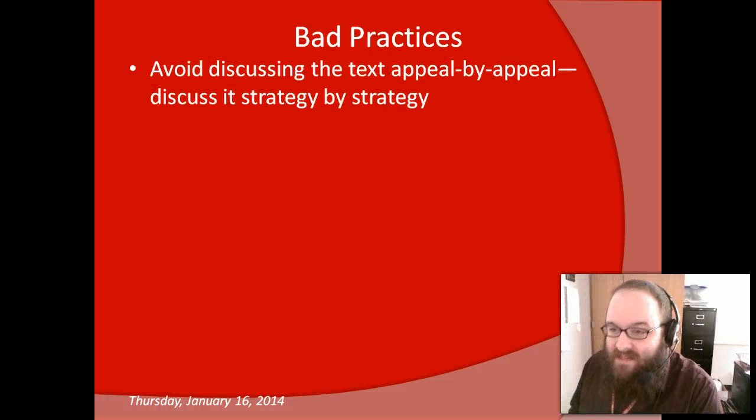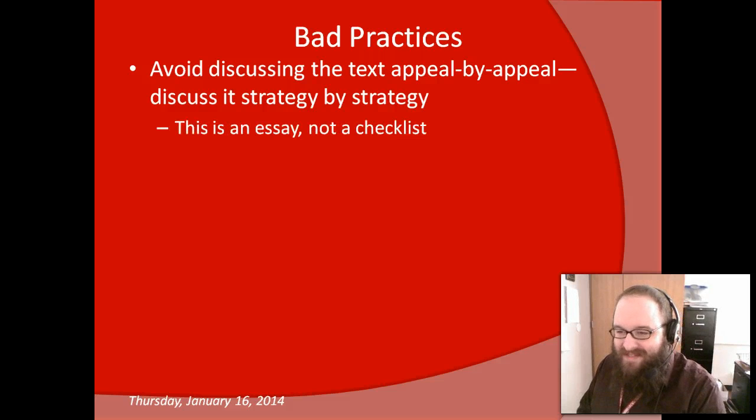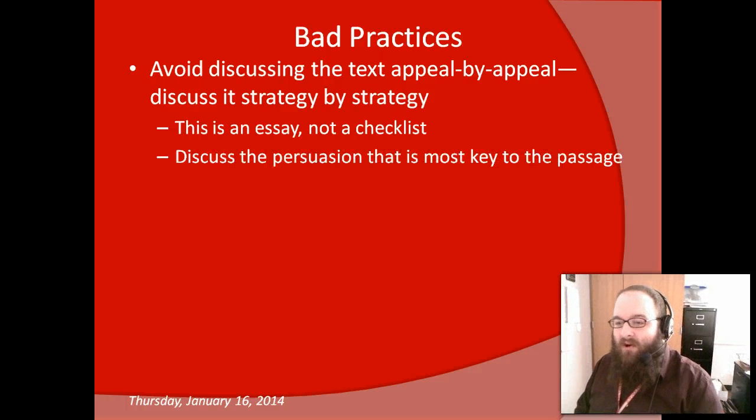More bad practices. Always avoid discussing the text appeal by appeal by appeal. Instead, discuss it strategy by strategy by strategy. This is an essay, not a checklist. Your readers do not want to read, here's what the logos is in this passage, here's the ethos, here's the pathos. Do not organize your essay by logos, ethos, pathos. Please, we've seen that a million times. And all that does is tell us that you don't really understand rhetorical strategy. You understand the checklist style of essay writing.